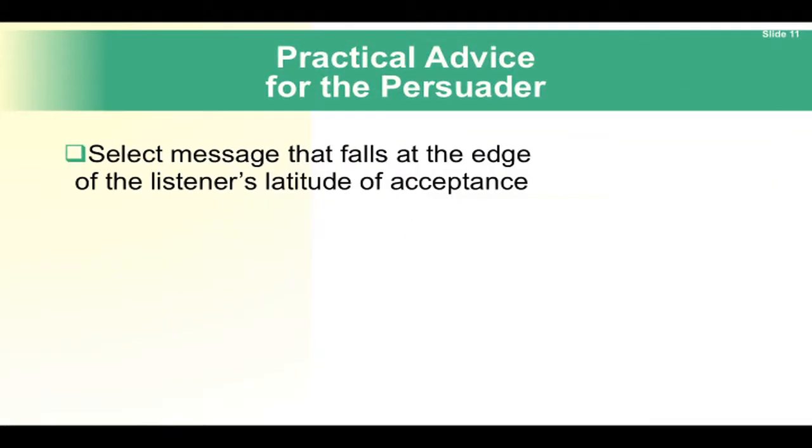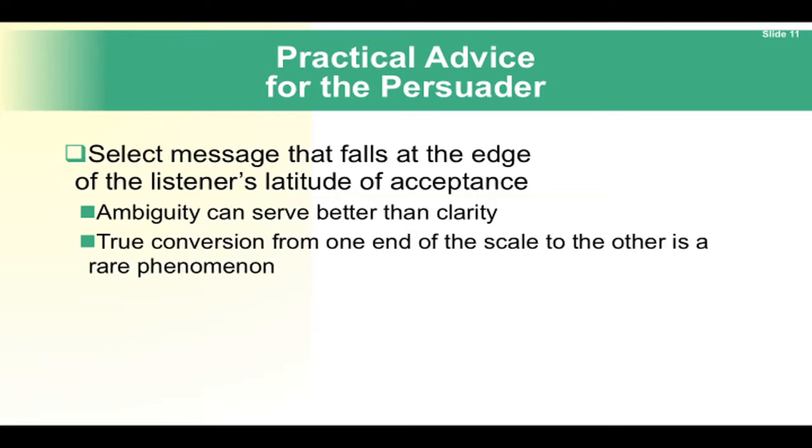Practical advice for the persuader. Select messages that fall at the edge of the listener's latitude of acceptance. Ambiguity can serve better than clarity. True conversion from one end of the scale to the other is a rare phenomenon. Seek small, successive movements.